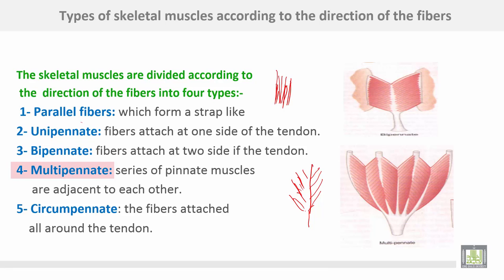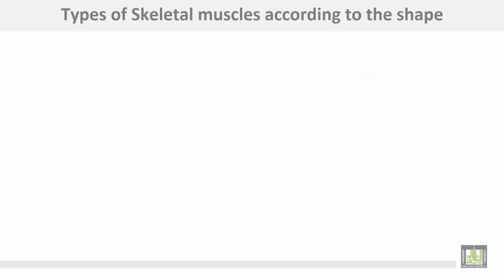Then multipinnate, a series of bipinnate muscles adjacent to each other, like this one. This is multipinnate. Lastly, circumpinnate, the fibers attached all around the tendon. This is the tendon and the fibers attached all around. Types of skeletal muscles according to shape.